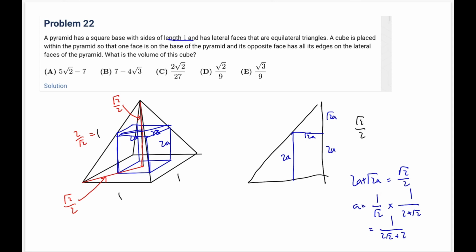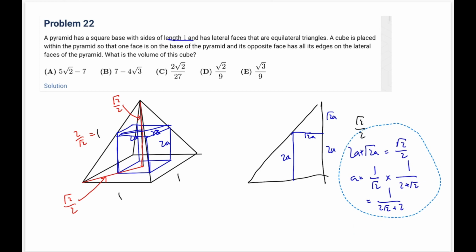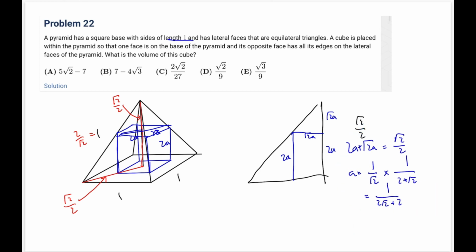And if we change this up, we could multiply 2 root 2 minus 2 right here, and that would make 2 root 2 minus 2 over 4.